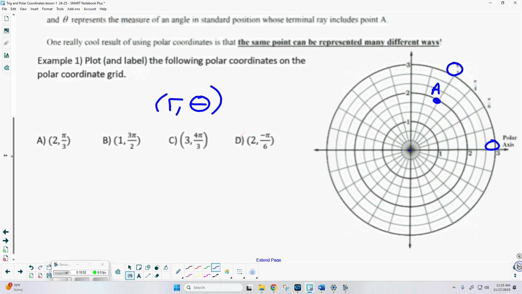Well, let's try B. 1 comma 3 pi over 2. Now 3 pi over 2, we recognize that as a what? Starts with a Q. That's a quadrantal. So if I start at 0, 3 pi over 2 is all the way down here. So there's 3 pi over 2, and then I want to go 1 unit towards that angle. So there's B right there. That's all it is. That's how you plot a point in a polar grid. Okay. Pretty cool.